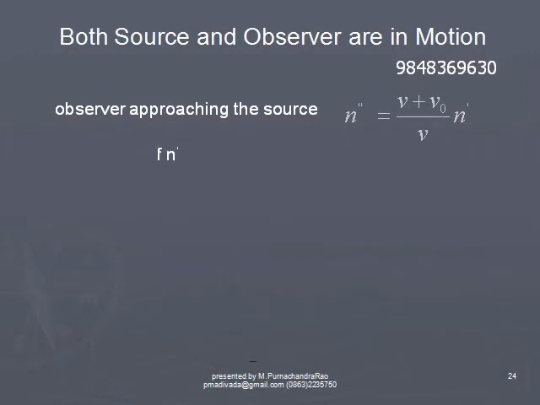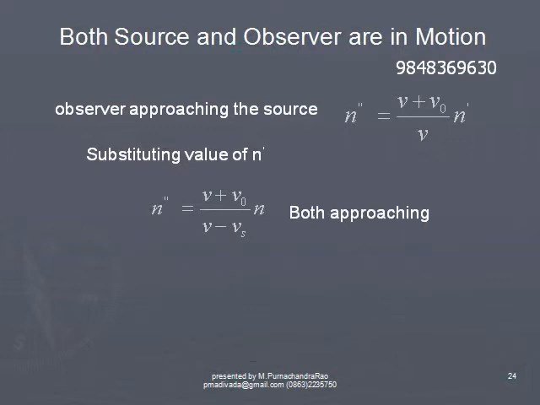Substituting the value of n prime, we get n double prime is equal to v plus v naught divided by v minus vs whole multiplied by n.